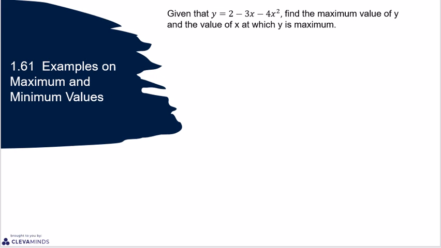In this section, we'll be looking at examples on maximum and minimum values of a quadratic equation. Given that y equals 2 minus 3x minus 4x squared, find the maximum value of y and the value of x at which y is maximum. So, let's see how to go about that. Here is the solution.